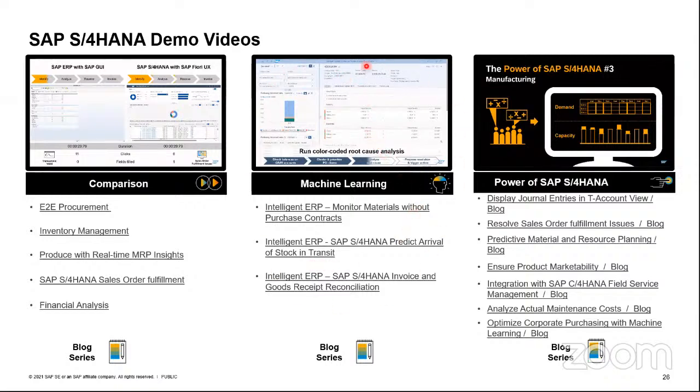And again, going back to the question that was there about what is the approach to finding out what is available for machine learning? There are some example videos here. How you can monitor materials without purchase contracts, predict arrival of stock in transit, the invoice and goods receipt reconciliation. When you're evaluating these, if there are apps that you think are relevant, please also check the licensing, because some of them require additional licenses for the learning engines for machine learning, etc.